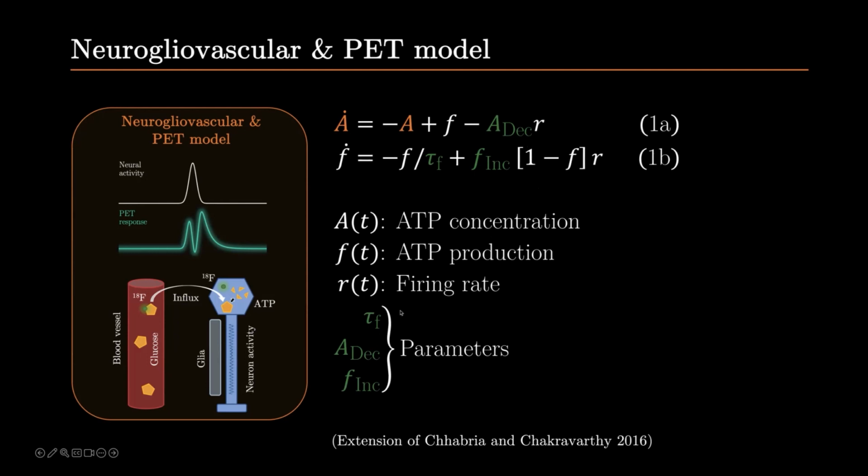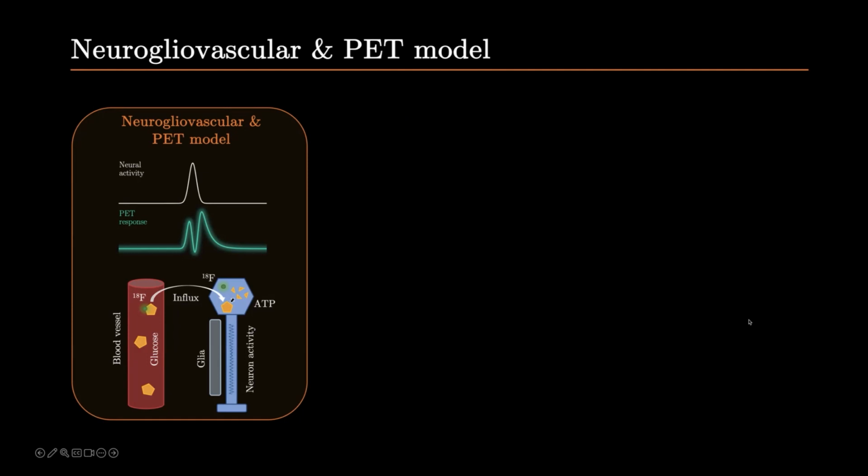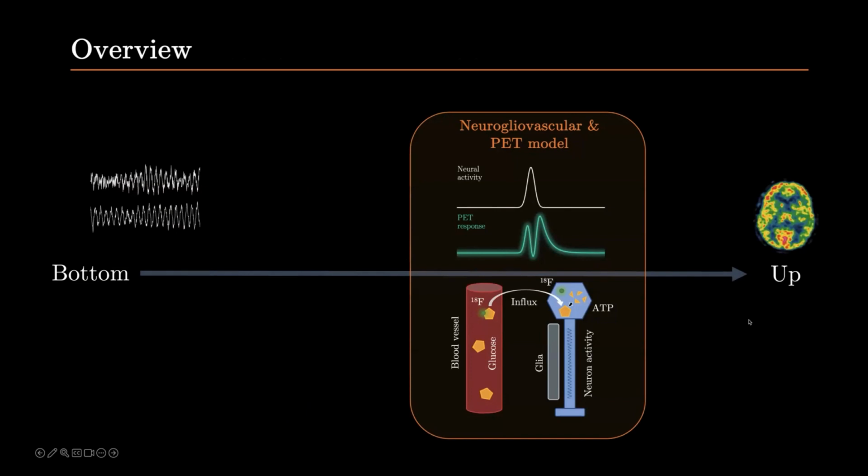Of course, this model has parameters. These are these 3 parameters, and we will see later how to choose them. So let's put this back into our overview. We have this module, which stands for the neurogliovascular and PET model. The input to this block is neural activity, and the output is ATP concentration, which we know the PET response will be proportional to.